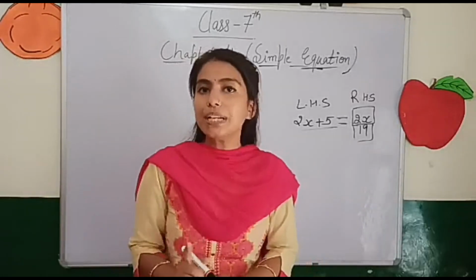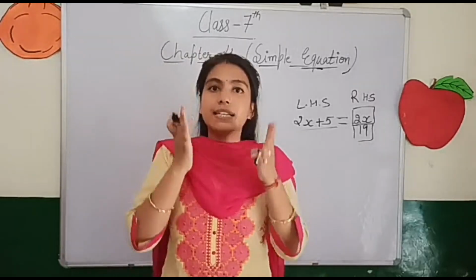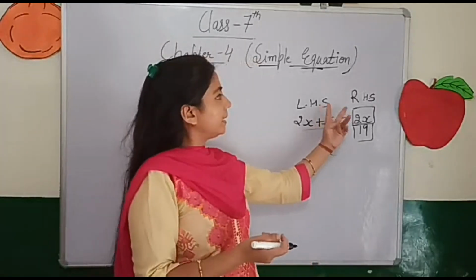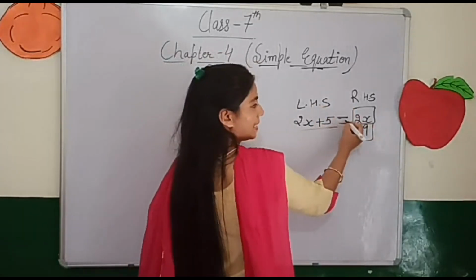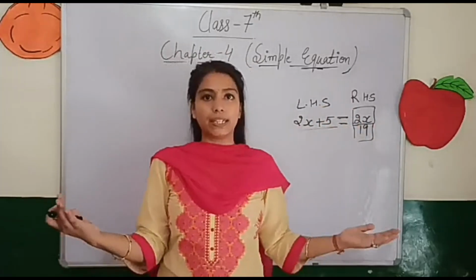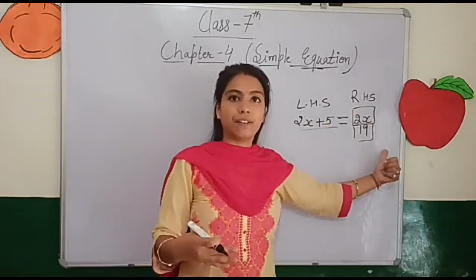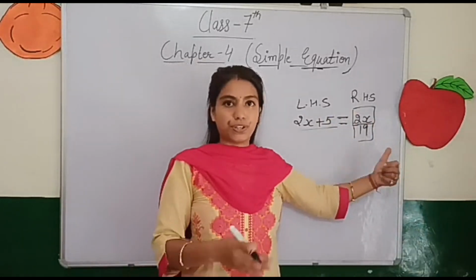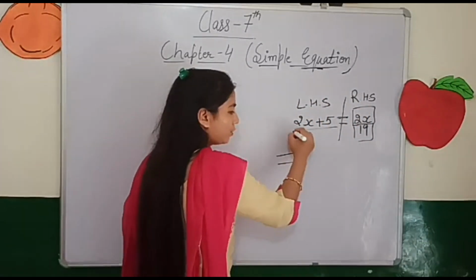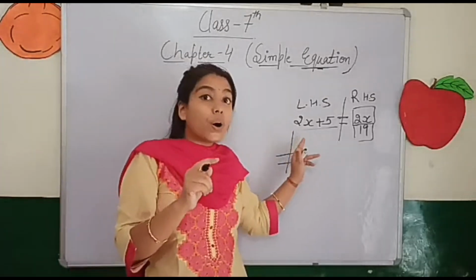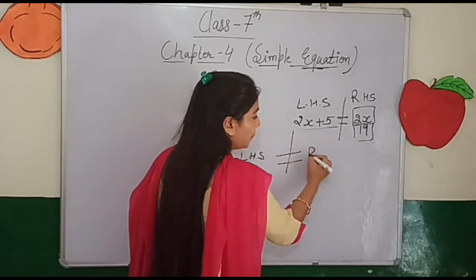One more most important thing is that in an equation it is very necessary that both terms, left hand side and right hand side, should be equal, because is equal to is there. If this side is 5, then the right hand side must be 5, then only it is called an equation. Otherwise, if you cut the is equals to sign, it is not equal to, meaning left hand side is not equal to right hand side.